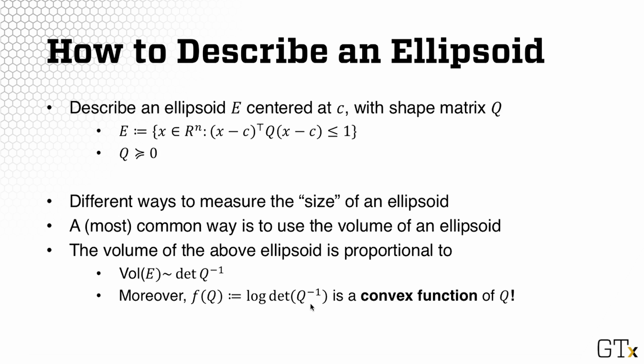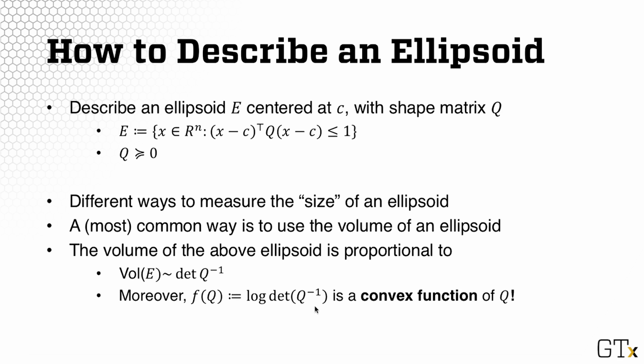If you know a little bit of matrix analysis, the determinant of a matrix to any power is the determinant of the matrix itself raised to that power. So in other words, the determinant of Q inverse is equal to the determinant of Q, the whole thing, to the power of negative 1. And then we take log, which means it is the negative of the log determinant of Q.